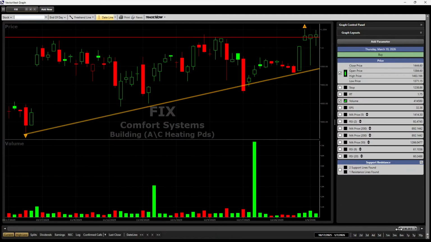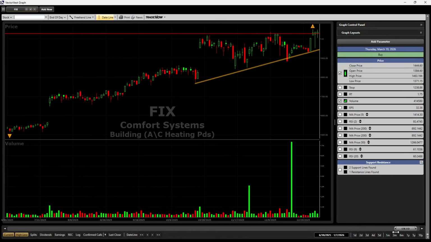Okay, let's go to the next one. Another ascending triangle example. Great example here. This was back at the end of last year. Here's Comfort Systems. There is no regime. This is a cherry-picking technique.